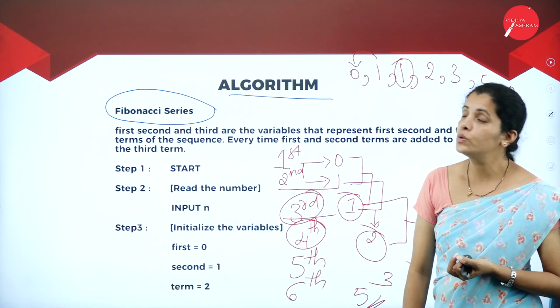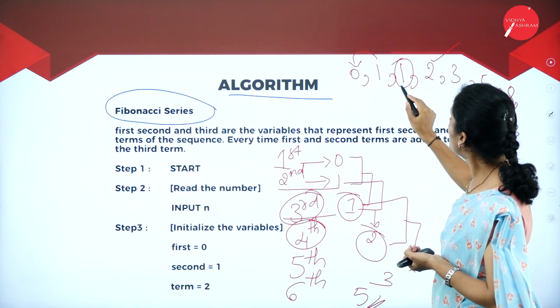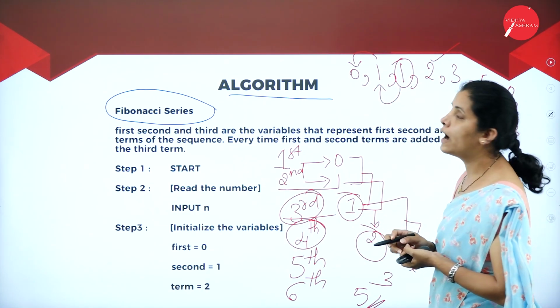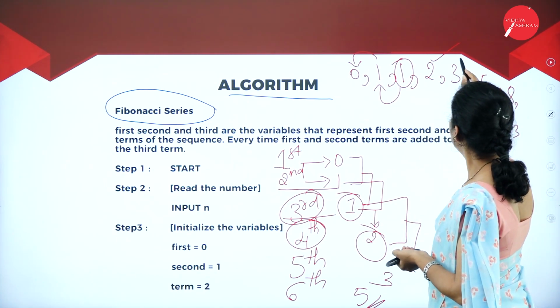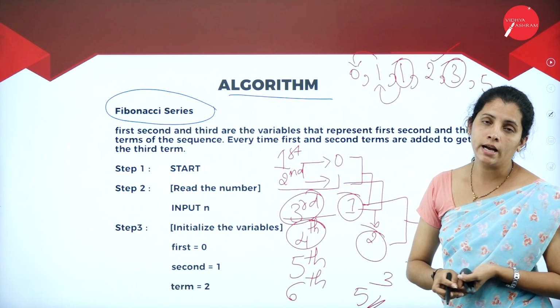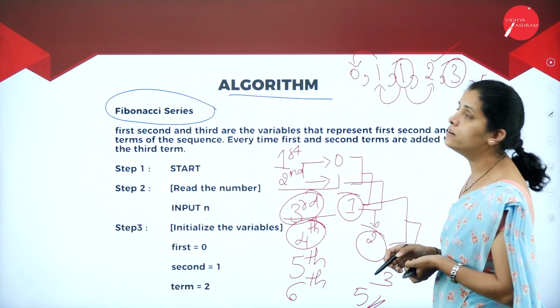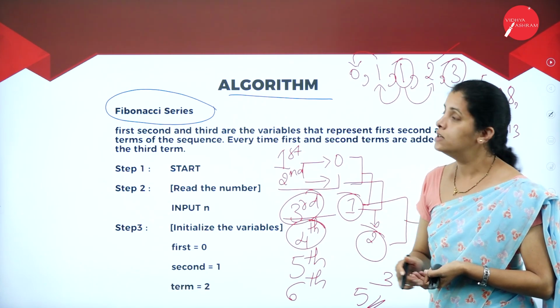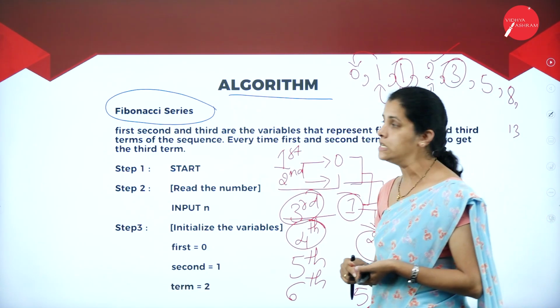Suppose I want to get my fourth number, I'm going to add my second number and my third number. And if I want to get my fifth number, what will I do? I'm going to add my third number and fourth number together. This is the way you can generate the Fibonacci series.